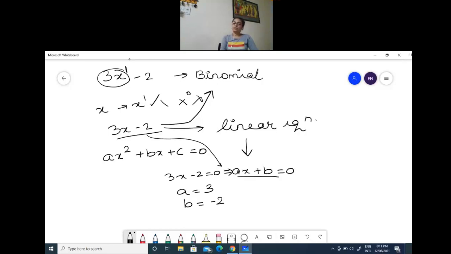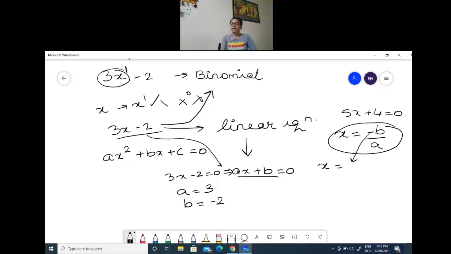So when I give you, or you might get it in MCQs, a particular equation, say 5x plus 4 equal to 0. What would be the value of x? So remember, the formula for the value of x is minus b by a. This is very useful for MCQs. You can directly find the answer by using the formula. So x will be equal to minus b, in this case 4, upon a, in this case 5. So the value of x you get to be minus 4 by 5.